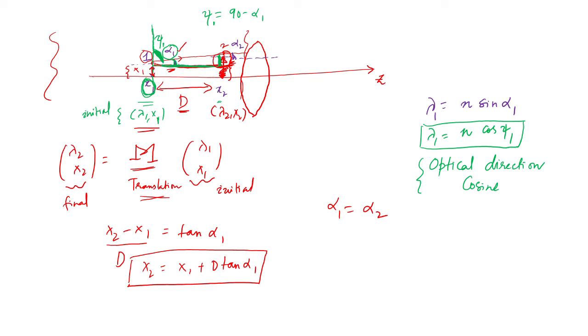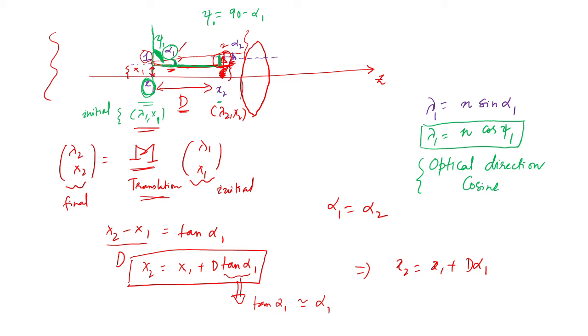So then we have derived a relationship: x2 is equal to x1 plus d times tan alpha 1. But like I said, we are only going to consider paraxial rays, that is rays that make very small angles, so that we can make the approximation of tan alpha 1 almost equal to alpha 1. If I make that approximation, then x2 is equal to x1 plus d alpha 1.